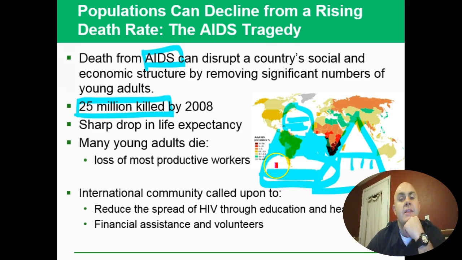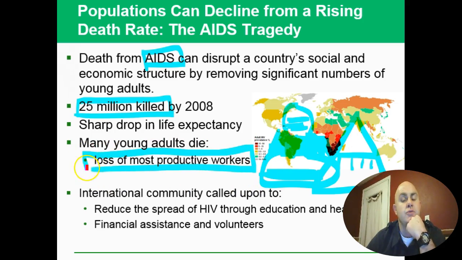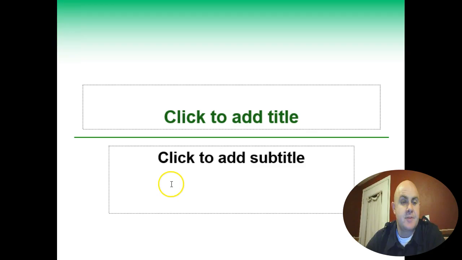And so this young adult thing, you're losing all your productive workers, and it's really creating economic turmoil and creating some real problems. And so there's a concerted effort around the world to help out with this AIDS epidemic, because it is potentially going to create huge problems around the globe. But an understanding of how to manage that can really be helpful in this situation.